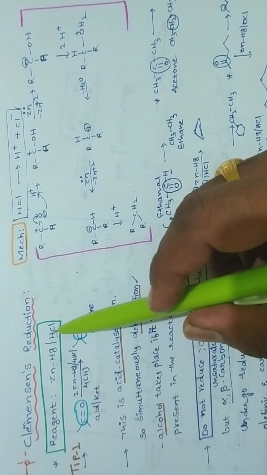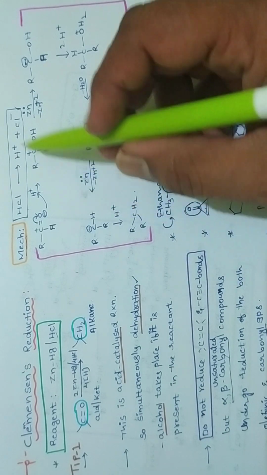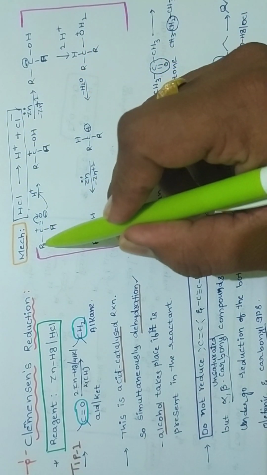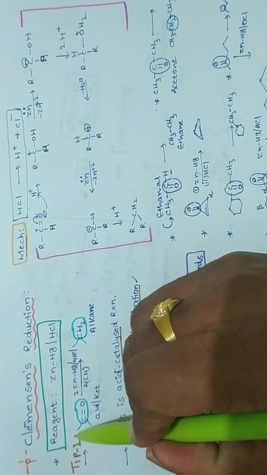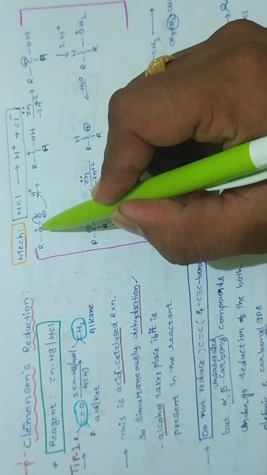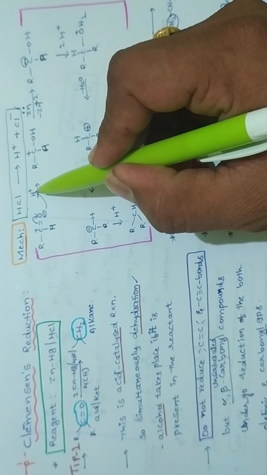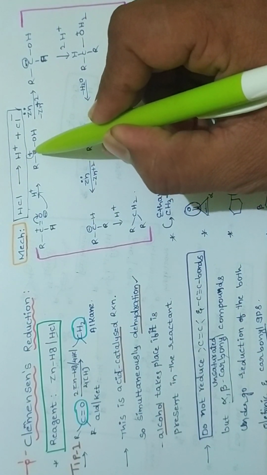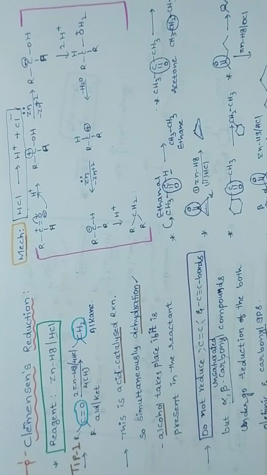Okay, the hydrogens are given by HCl. Now how? HCl gives H plus and Cl minus. Now this is the carbonyl group, R, C double bond O, R. Carbon has the positive charge, oxygen has the negative charge. So H plus is added here, and then we are going to get a positive charge.